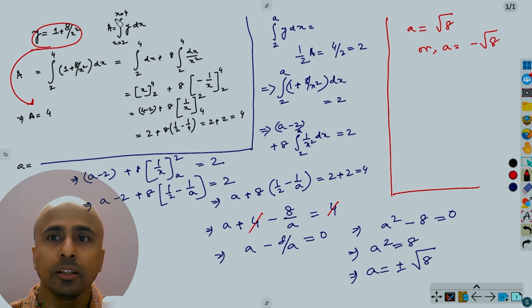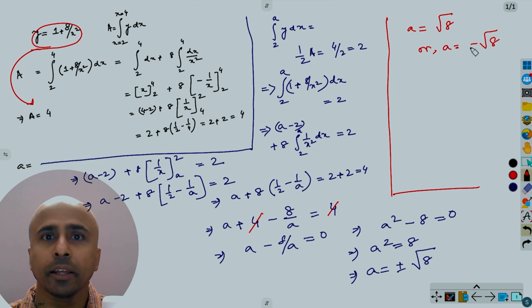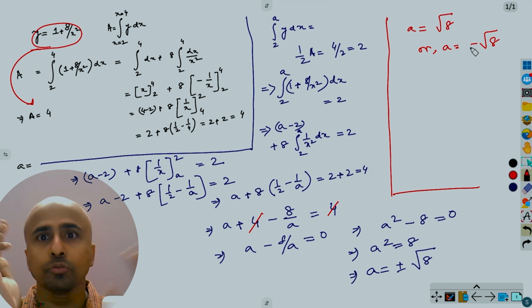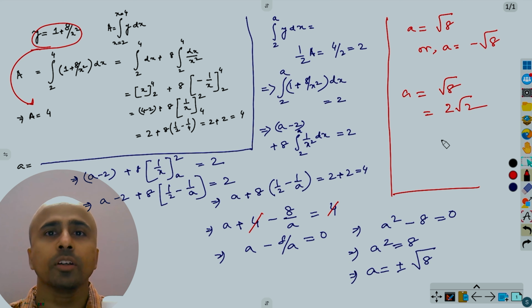Yes. Since this is a negative symbol, minus of square root of 8, this will fall beyond this 2 to 4. So we cannot accept this value. Okay, we will reject this value. So the only possibility therefore is a equals square root of 8, which simplified to 2 root 2. So what is the value of a? Value of a is 2 root 2.